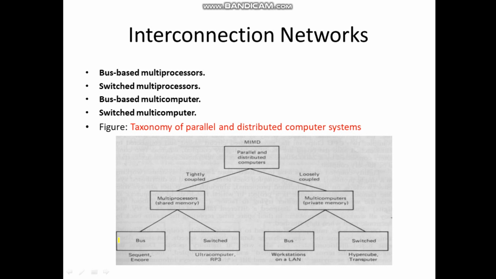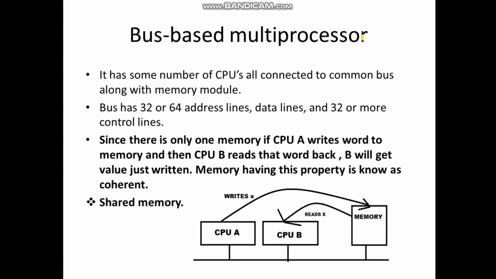Now we will concentrate on this part of the taxonomy. First we have bus-based multiprocessor. It has some number of CPUs all connected to the common bus along with a memory module. Bus has 32 or 64 address lines, data lines and 32 or more control lines.